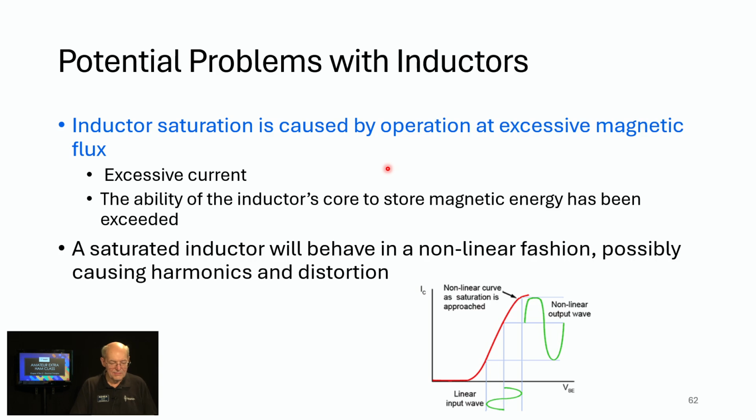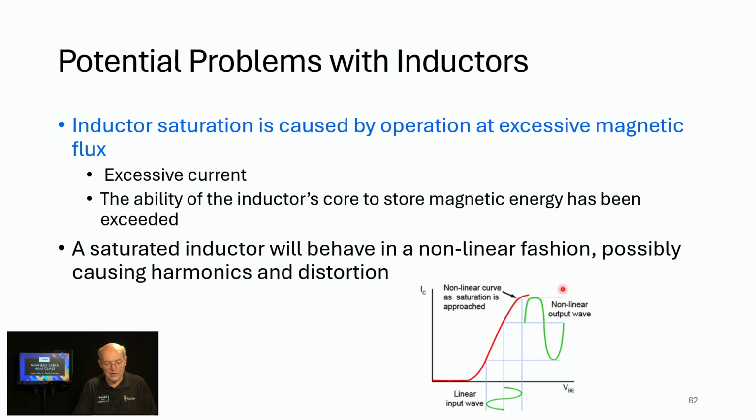You can only have so much of a field around the inductor, excessive magnetic flux. So that's caused by excessive current, and the ability of the inductor's core to store magnetic energy has been exceeded. Therefore, you'll get into inductor saturation. Now, you might wonder, why is that a problem? Well, a saturated inductor will behave in a nonlinear fashion, possibly causing harmonics and distortion.